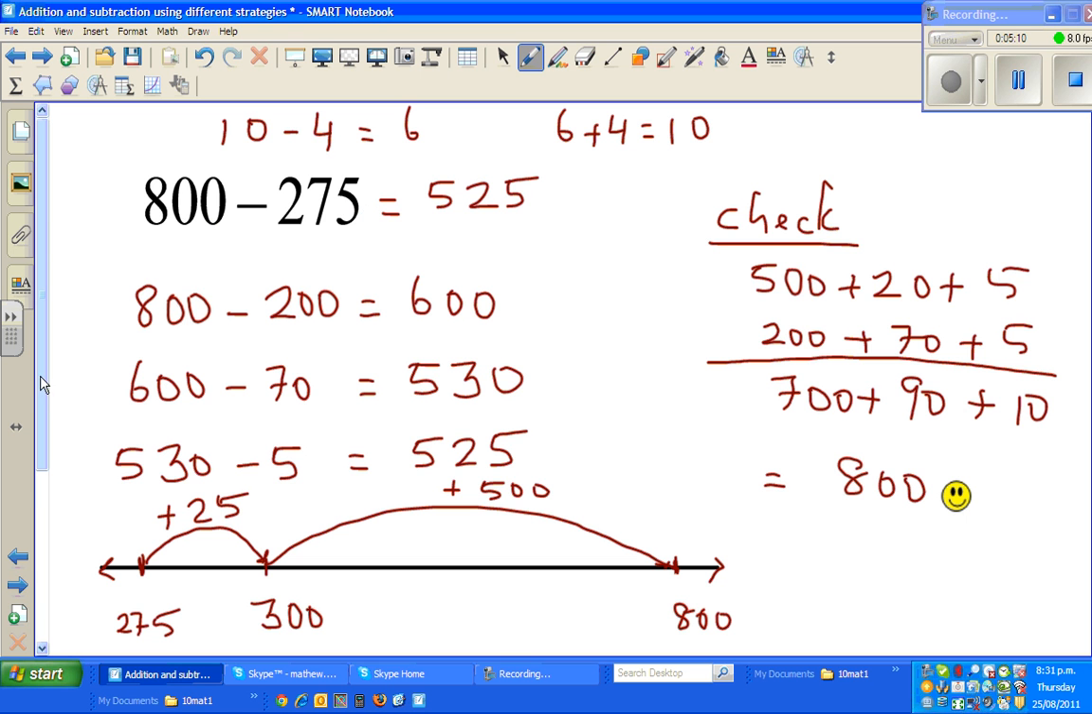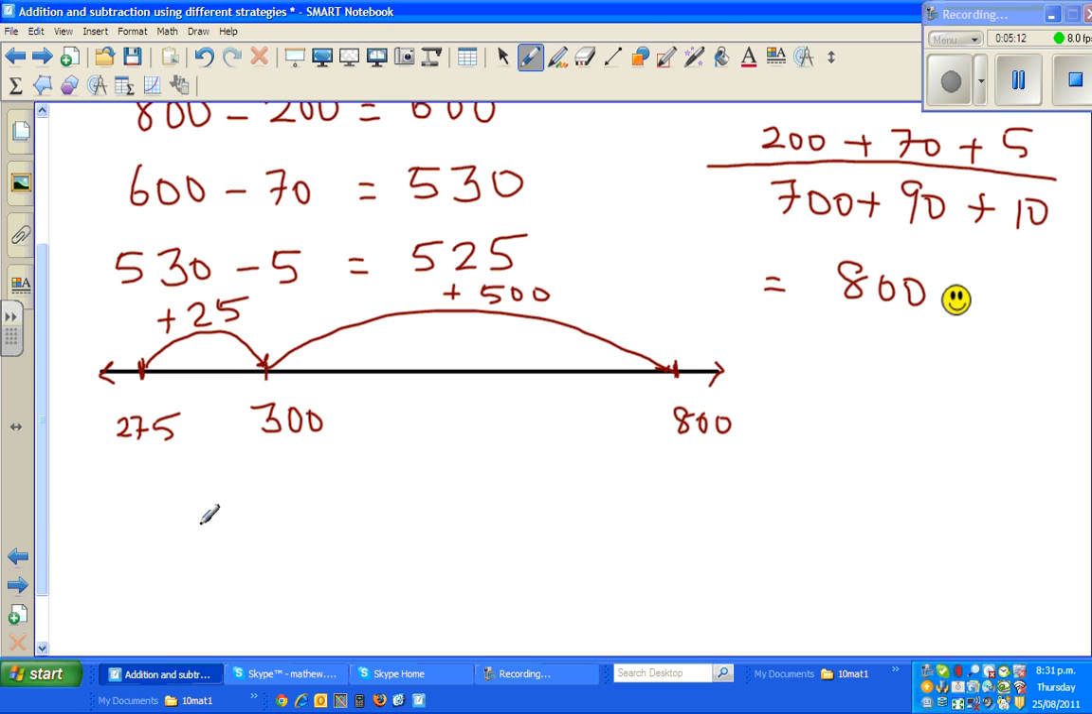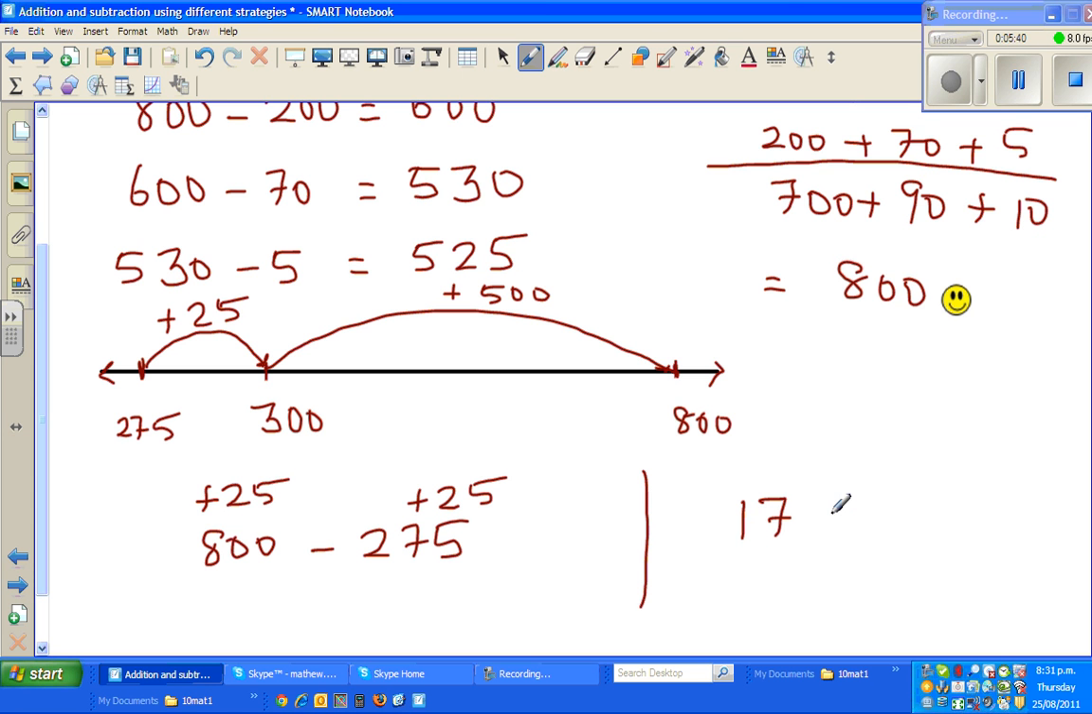I'll show you one more strategy. So the question is 800 minus 275. Now, this strategy is called subtracting by compensating. If I want to make this 275 a tidy number, 300, I have to add 25. When you're subtracting, you have to add 25 to both the numbers. I'll explain the strategy. Suppose someone asks you, what is 17 minus 5? 17 minus 5 is pretty easy, that's 12.